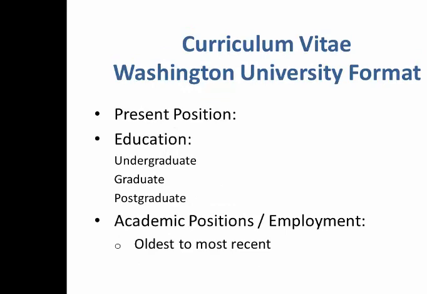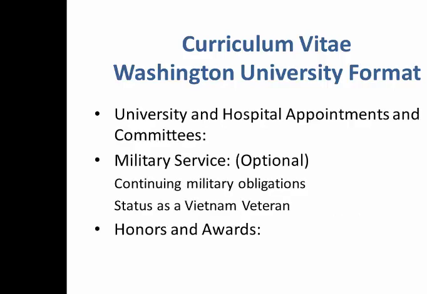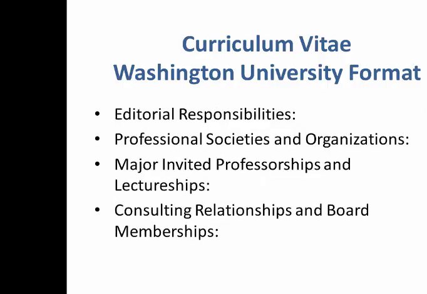So it generally starts with your present position, then your educational background, and then house staff training and jobs that you've had. Then appointments and committees, military service if you have it, and then honors and awards, again from oldest to youngest, and then, these are sort of the basic things.